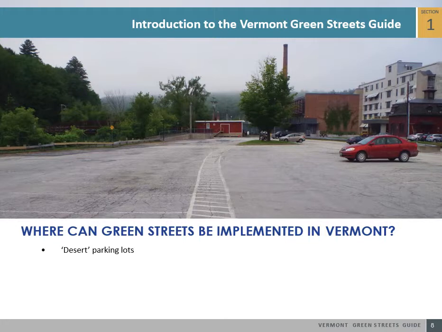Green streets can be implemented anywhere opportunities exist within and adjacent to the public right-of-way, including new developments, redevelopments, and retrofits. One place they can be implemented is a deserted parking lot. As you can see in this image, this parking lot is very large and underutilized, so maybe some of that space of pavement could be ripped up and replaced with trees and shrubbery to collect stormwater.